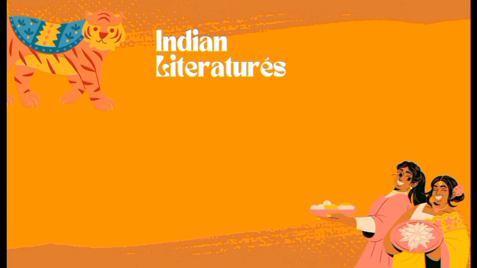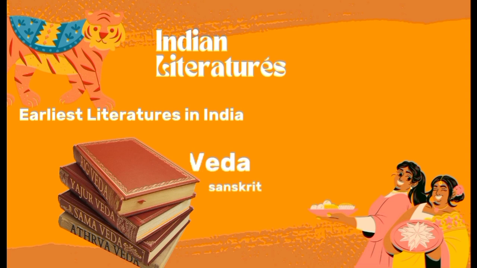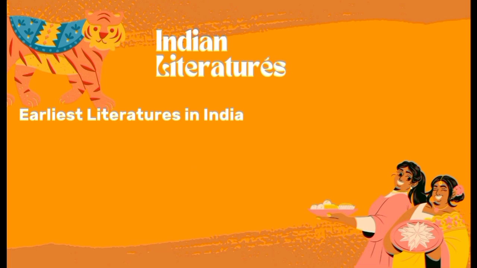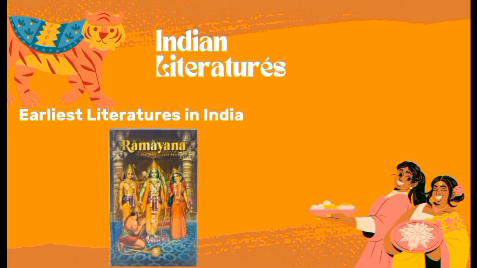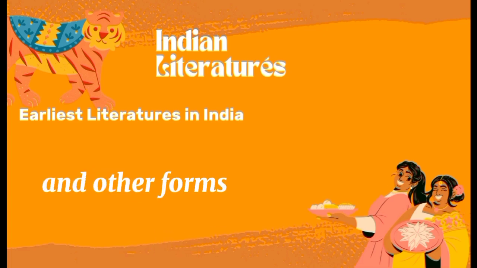It is also stated that the earliest Indian literature took the form of the canonical Hindu sacred writings known as the Vedas, which were written in Sanskrit. Not only that, Indian literature includes ancient texts like the Vedas, epics like the Mahabharata and Ramayana, as well as a wide range of poetry, prose, and other forms.